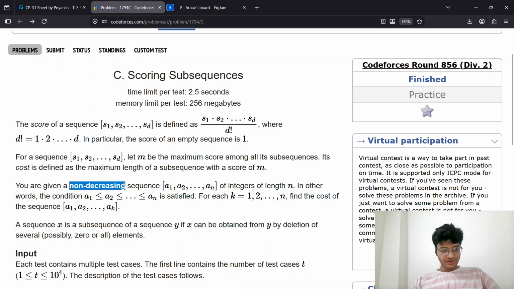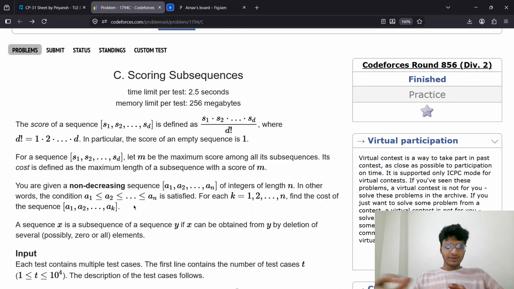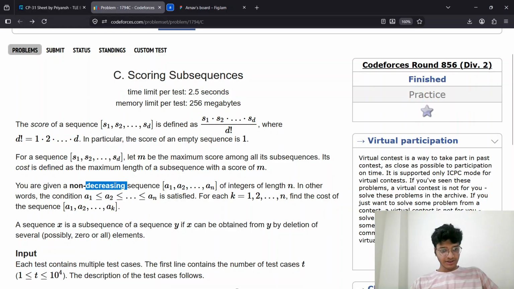The main thing is that it is a non-decreasing sequence, so it is sorted in increasing order, where A1 is less than or equal to A2, and so on. This is the main thing for the entire question. For each k, that is, for the prefix of one element, then the prefix of two, then the prefix of three, up to n, we have to find the cost of the sequence up to k.